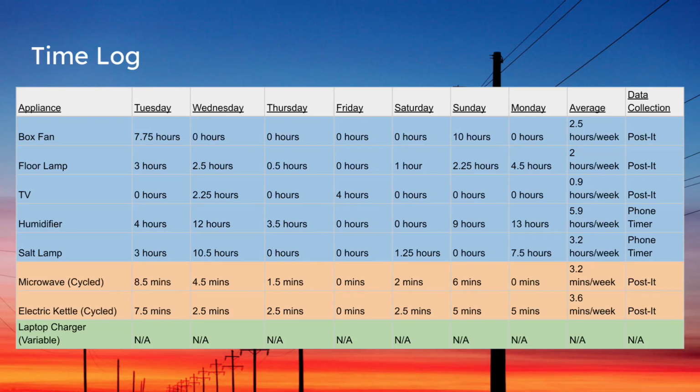For the devices that were used by myself and my roommates, I used a post-it note and just asked my roommates to write down the times that they started and stopped using each one of the appliances so that I could add up the total usage. For my personal appliances, I just started a stopwatch on my phone and remembered to start the stopwatch whenever I was using it and then stopped it whenever I was turning the device off.